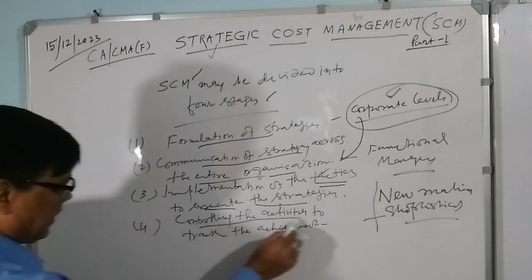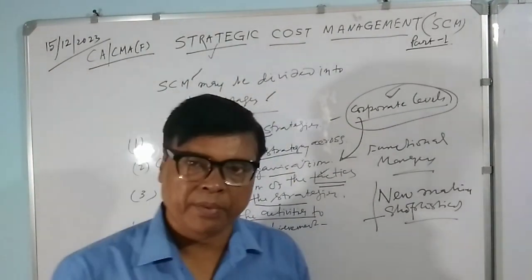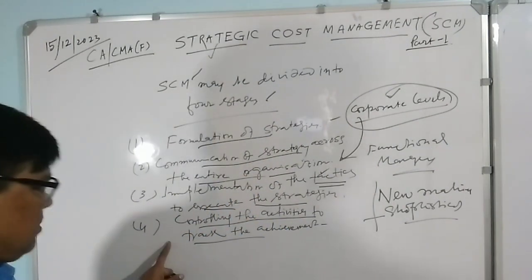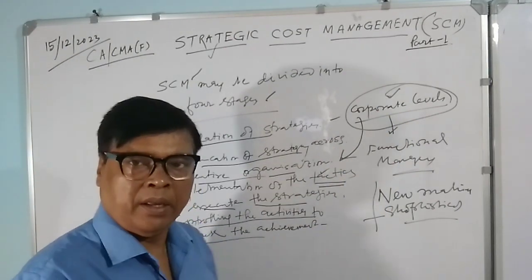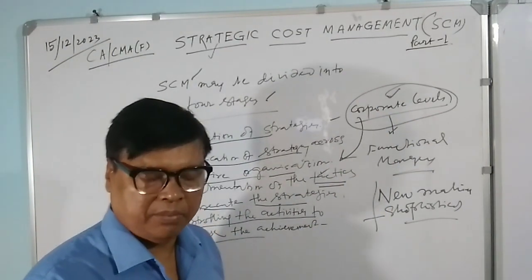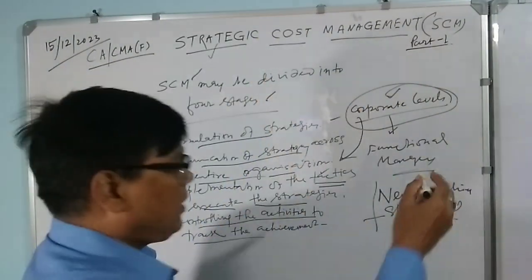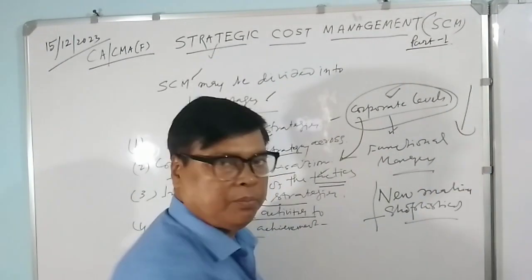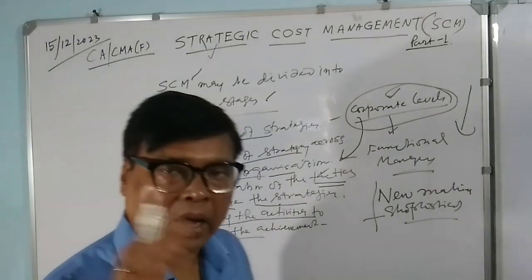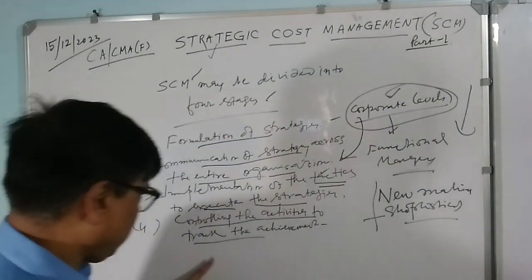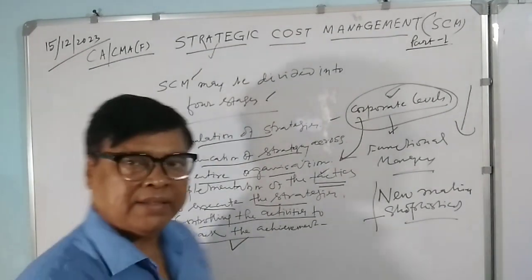Next, controlling the activities to track the achievement. You see that all these three things you have done, but control is very important. You have to watch what your organization or different divisions or divisional managers are doing. Whatever concept at headquarter level has percolated down the levels, how they have been implementing those things, or how they are utilizing those strategies properly. Ultimately, you have to reach the goal, to track the achievement.